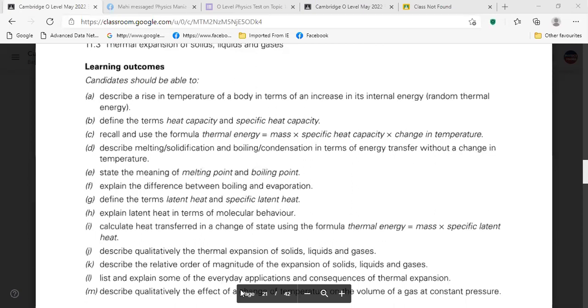So melting is a process of changing solid into liquid without changing temperature. Without changing temperature. Very important thing.